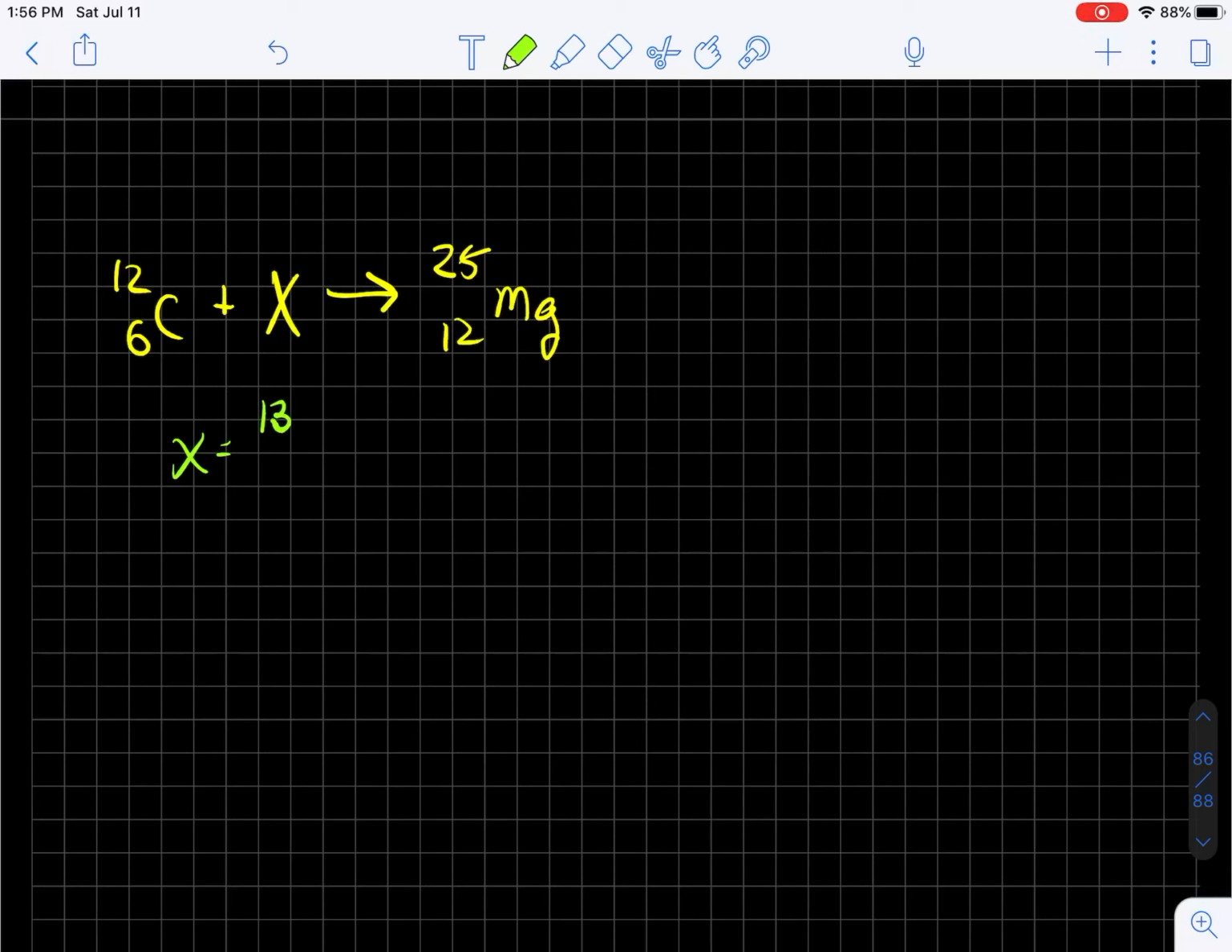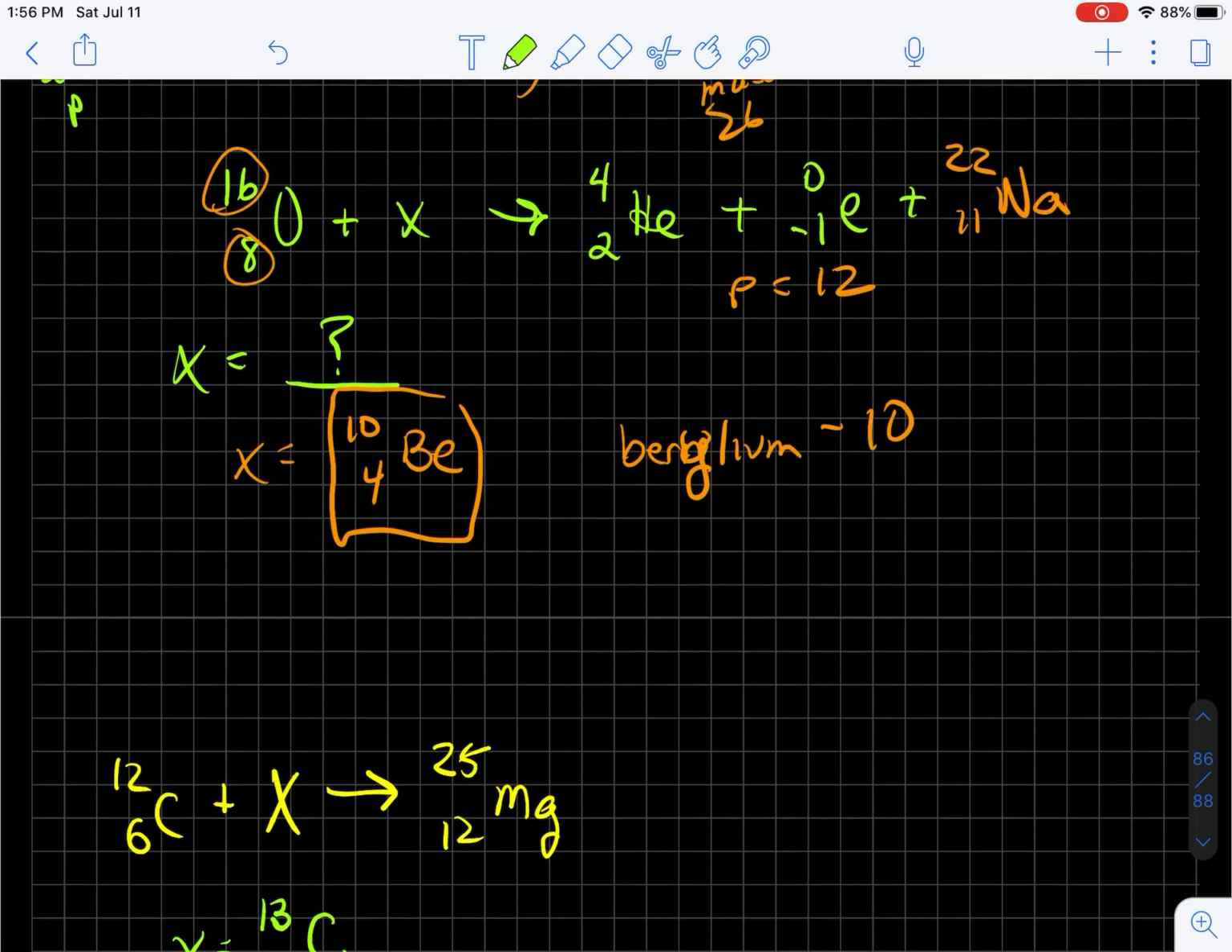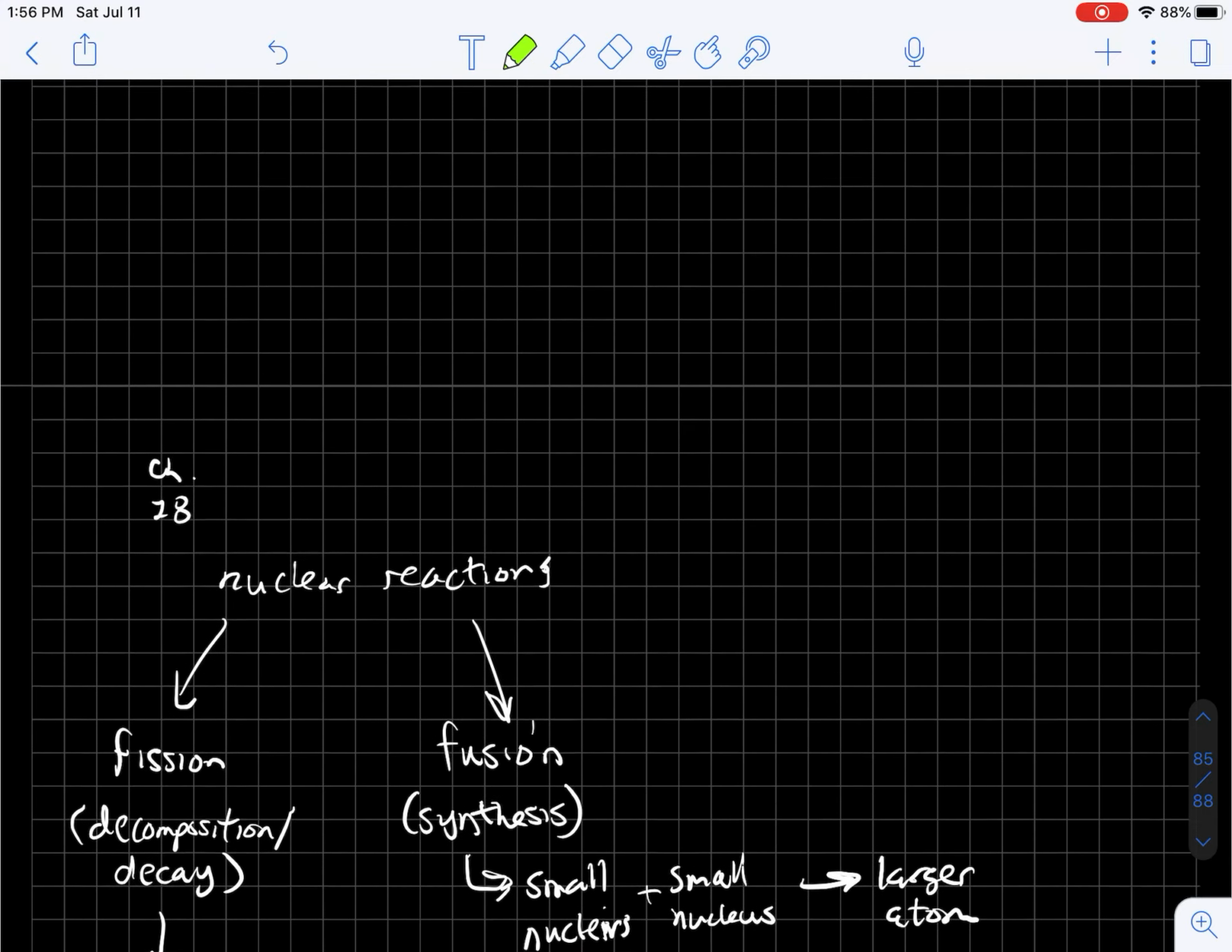All right, so both sides have to have a mass of 25. So particle X has to have a mass of 13. Both sides have to have a total of 12 protons. So that means particle X has to have 6. And then when we look up particle X, we get carbon. So we would say that we have to add carbon 13 isotope to carbon 12 to fuse them together to get magnesium 25.